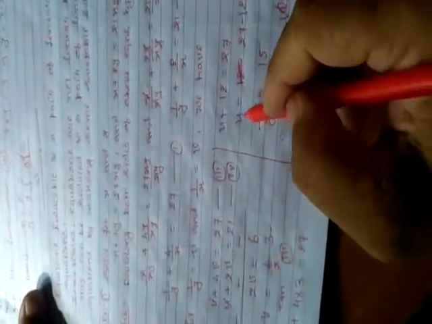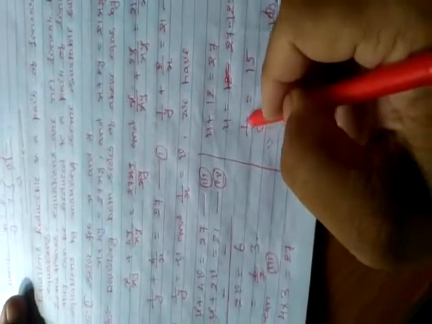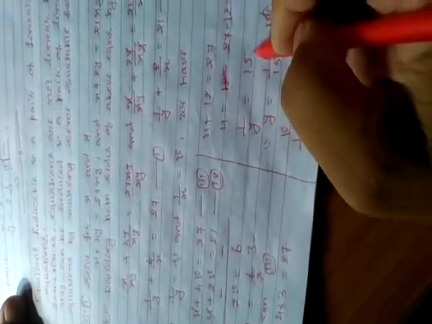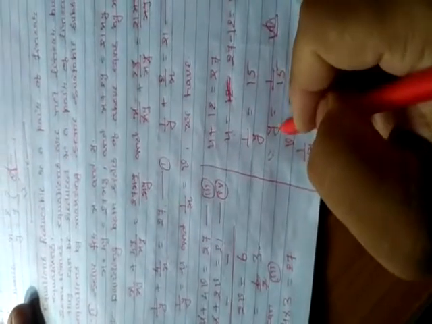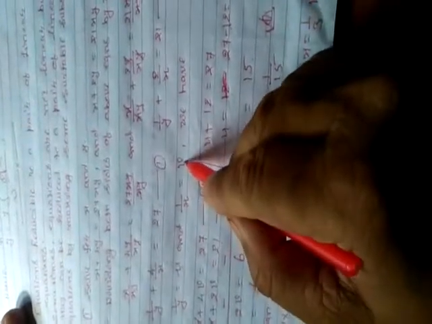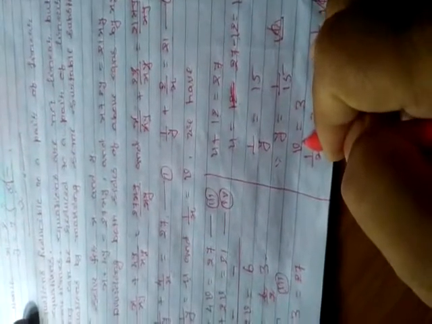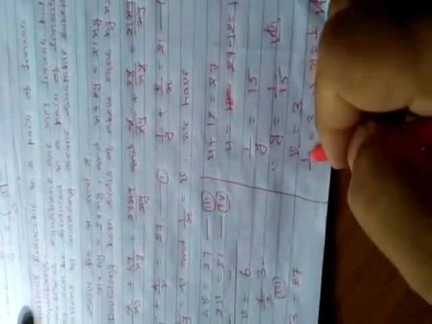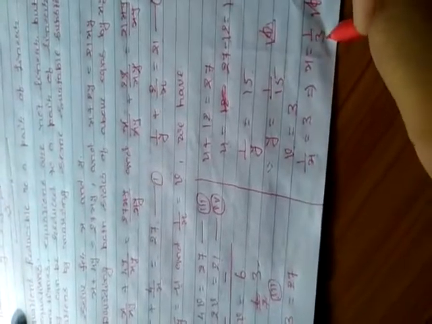Here we have assumed u for 1 by y. So substituting the value of u, 1 by y equals 15. From cross multiplication, y equals 1 by 15. Similarly, we have assumed v for 1 by x, and we have got the value of v equals 3. So 1 by x equals 3, and by cross multiplication, x equals 1 by 3. This is the required solution for x and y.